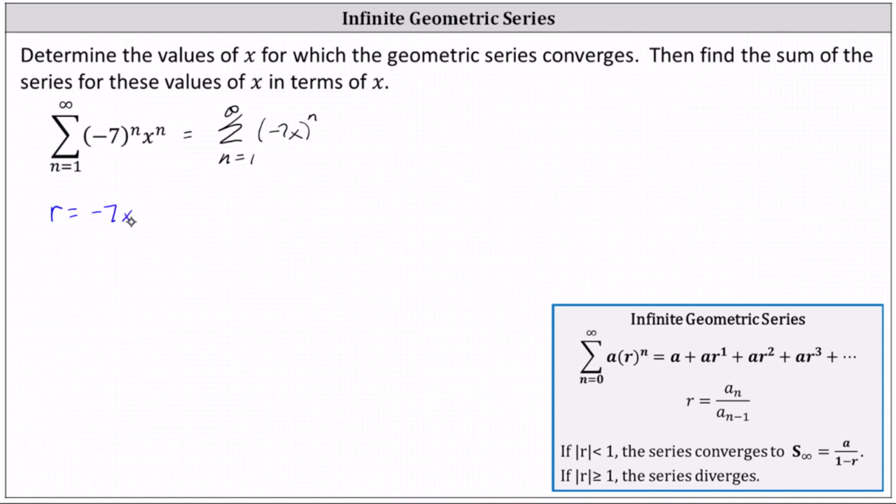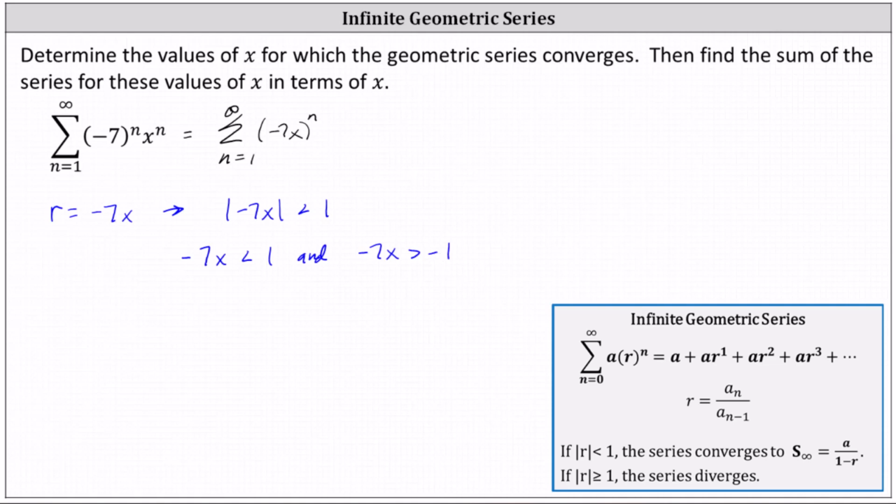And now to determine which x values for which the geometric series converges, we need to solve the absolute value inequality, the absolute value of -7x less than 1. Recall, to solve this type of inequality, we need to set up and solve two inequalities connected by the word and. We need to solve -7x less than 1 and -7x greater than -1. Notice for the second inequality, we reverse the inequality and also change the sign on the right.